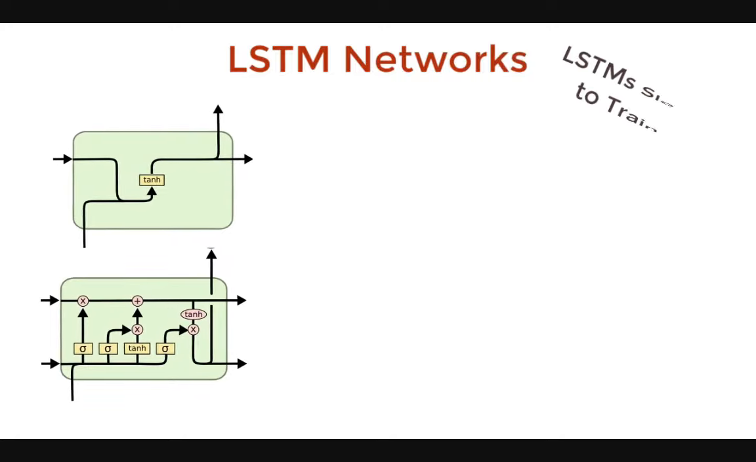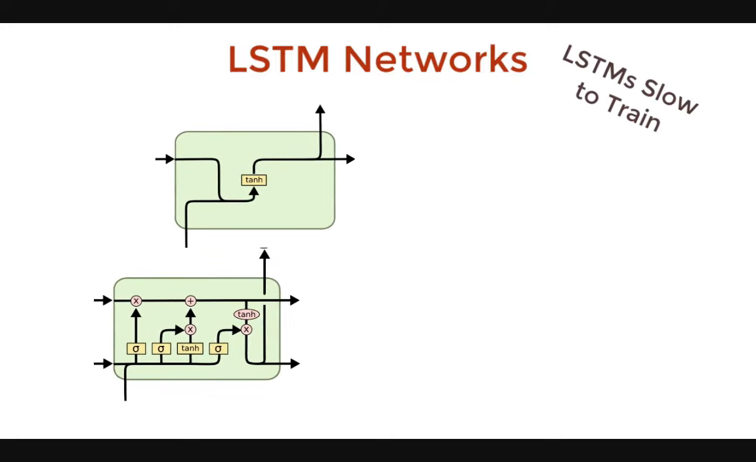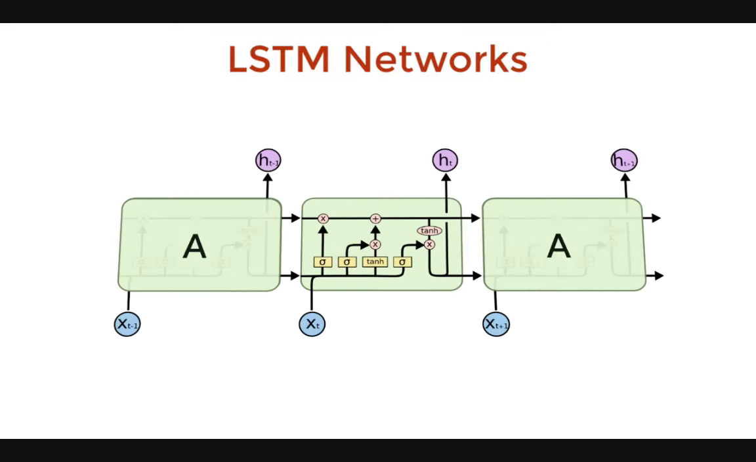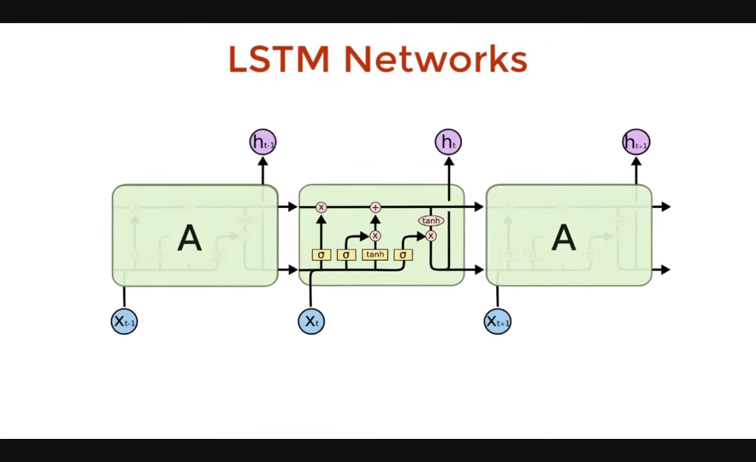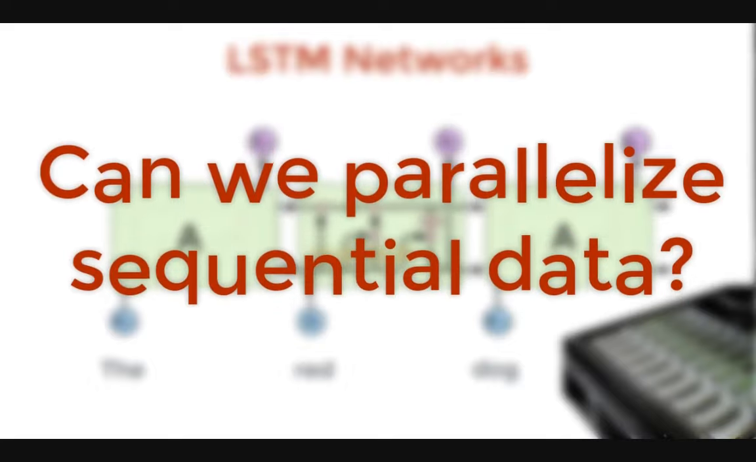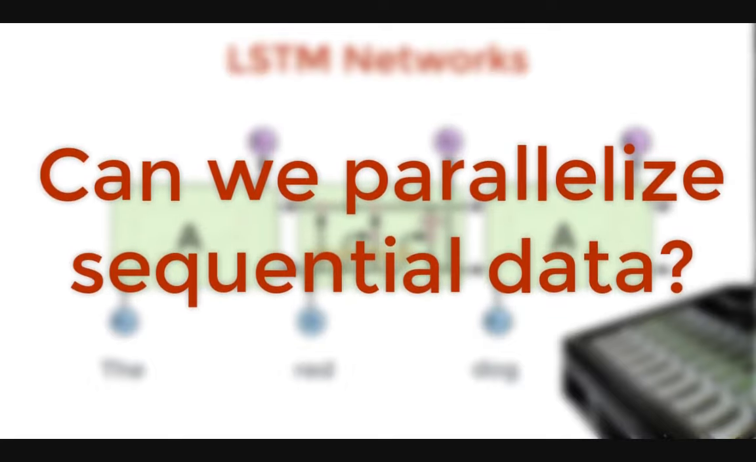However, to the first point, normal RNNs are slow, but LSTMs are even slower. They're more complex. For these RNN and LSTM networks, input data needs to be passed sequentially or serially, one after the other. We need inputs of the previous state to make any operations on the current state. Such sequential flow does not make use of today's GPUs very well, which are designed for parallel computation. So, question: how can we use parallelization for sequential data?